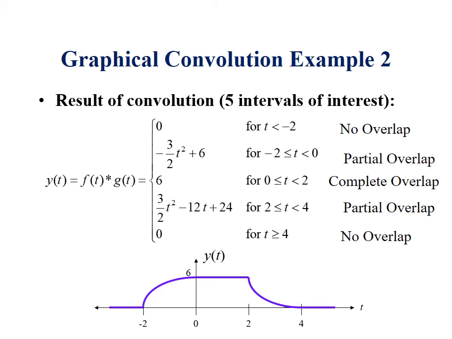The final solution is going to look like this: when t is less than minus 2, there is no overlap, which means the value of the signal is 0. Between minus 2 and 0, the signal has a function similar to an exponential given by 3 by 2 t squared plus 6, and between 0 to 2, it is a constant region given by 6, and from 2 to 4, again we have something like a decreasing exponential. And beyond 4, again the value of the signal is 0.